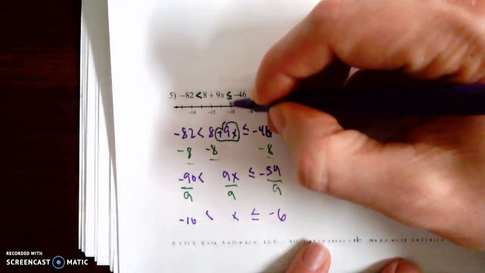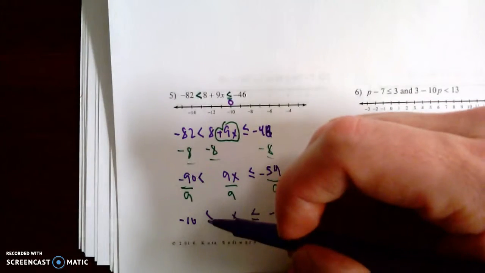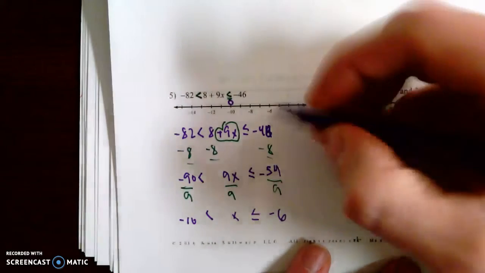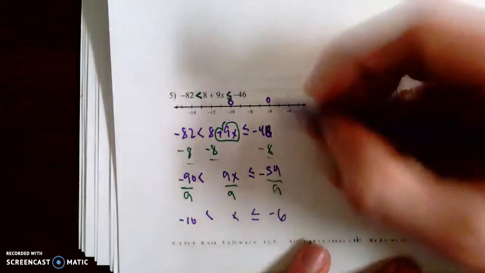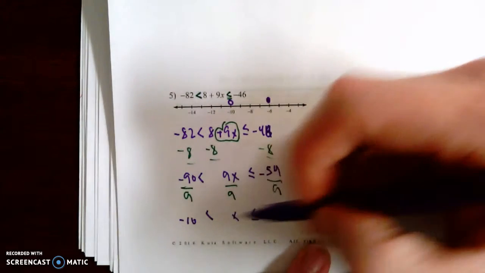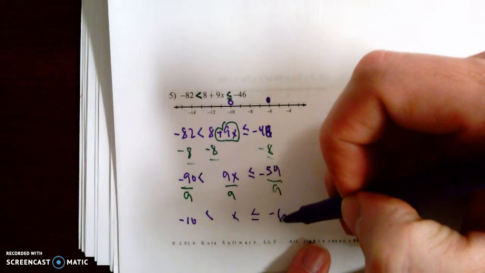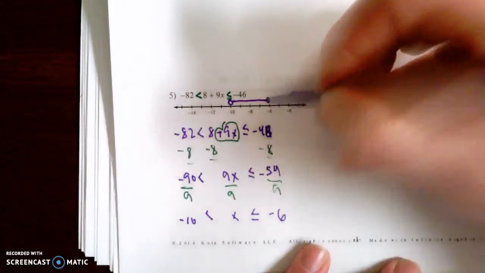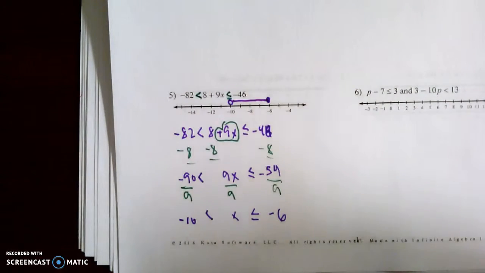So let's see, we're going to mark the negative 10. Since this is not an or equal to, we just leave it open. This is negative 6, mark that. This is an or equal to, so it's closed. And x is everything that's bigger than negative 10, but also less than negative 6, so everything in the middle.